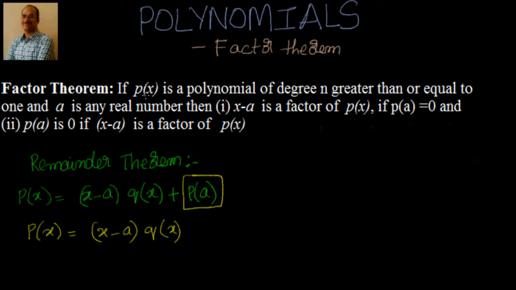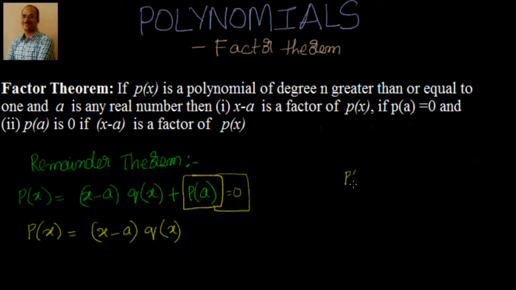So the theorem states: if p of x is a polynomial of degree n greater than or equal to 1 and a is any real number, then x minus a is a factor of p of x if p of a is equal to 0. And also p of a will become 0 if x minus a is a factor. What's the meaning of that?